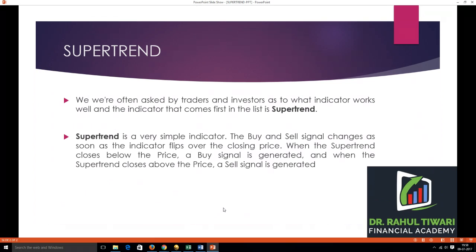Remember, the closing price of any particular candle on the charts. When the Supertrend closes below the price, a buy signal is generated, and when the Supertrend closes above the price, a sell signal is generated. So let's straight away go and see on the charts how it could be done.